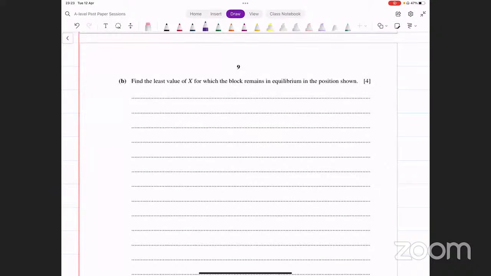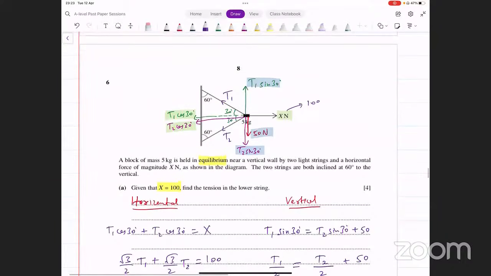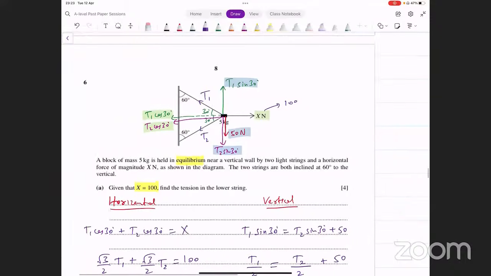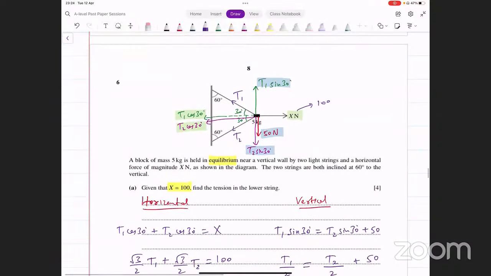Find the least value of x for which the block remains in equilibrium in the position shown. Okay, now that's slightly tricky. Now, what I'm going to do for that is I actually want to copy this figure somehow. So how can I do that?